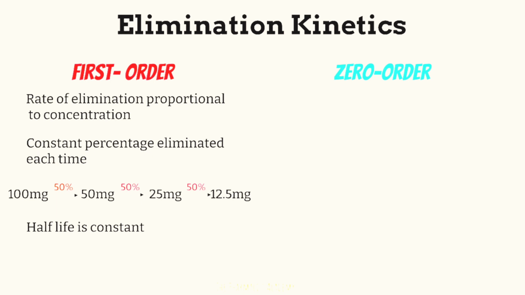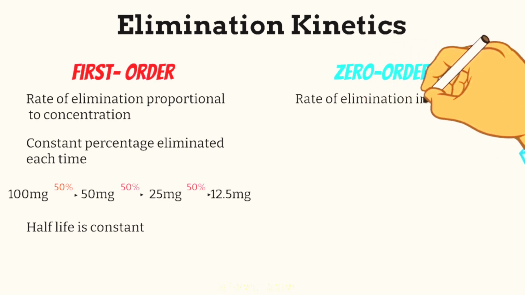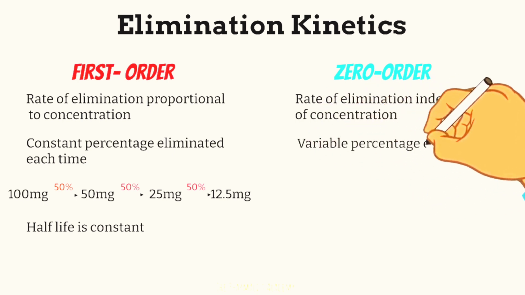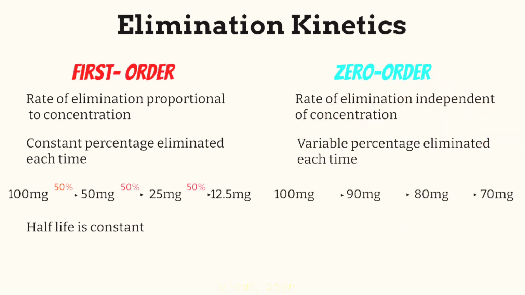For drugs that are eliminated through zero-order kinetics, such as aspirin, the rate of elimination is independent of the concentration. In other words, the amount eliminated each time is independent of the amount of drug in the body. It will be the same milligrams each time, but the percentage eliminated each time will change. So if you start with 100 milligrams of this drug, each hour the same amount in milligrams will be eliminated, but the percentage will change.